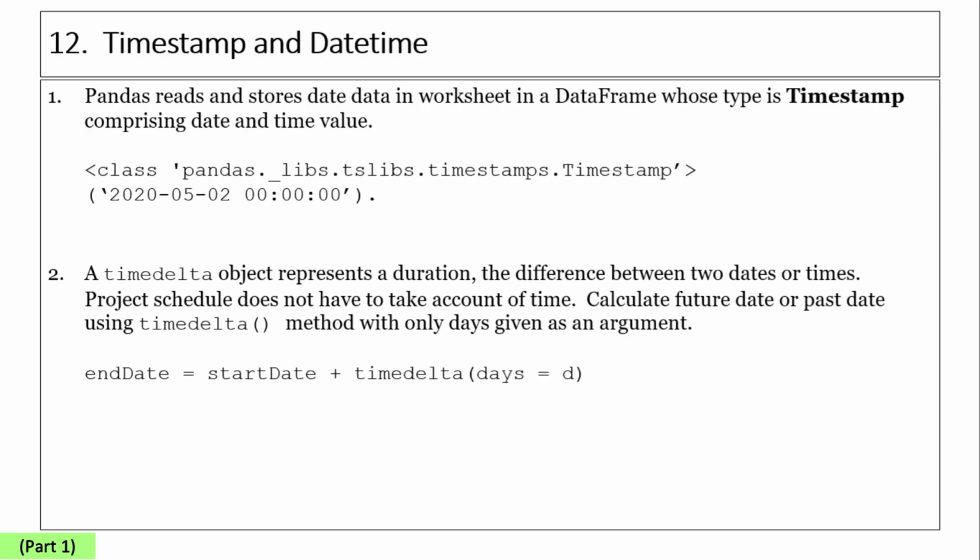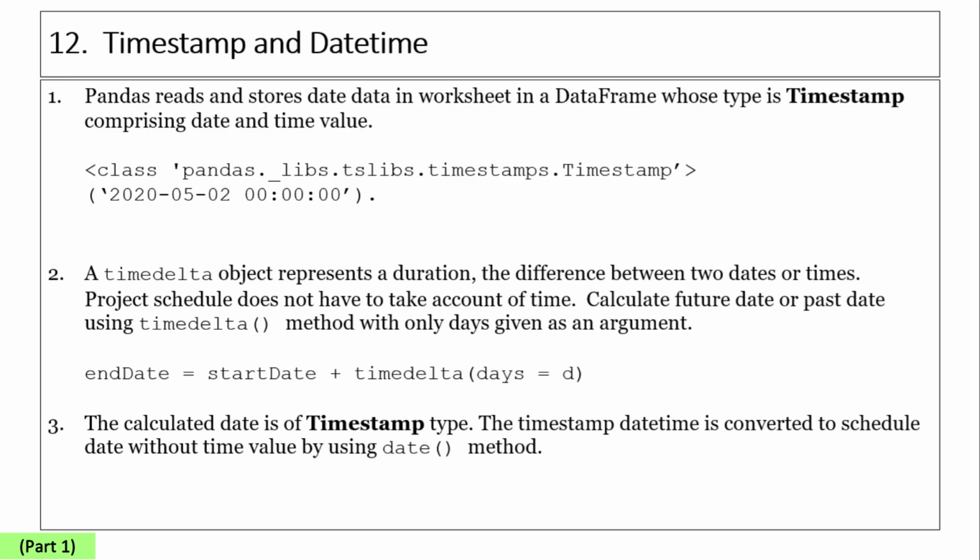Instead, we use the timedelta function with the period as an argument. A timedelta object represents a duration, the difference between two dates or times. Project schedules consider days as the period, and the timedelta method has only days given as an argument. The calculated date is of timestamp type. The timestamp is converted to a schedule date without time value by using the date method.